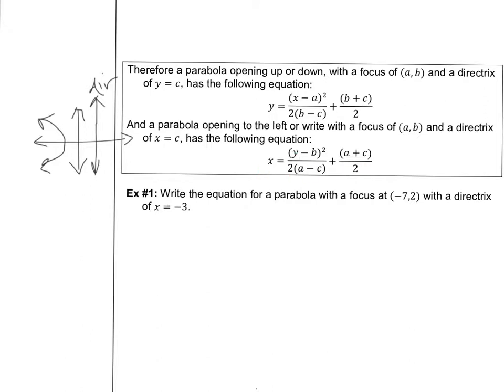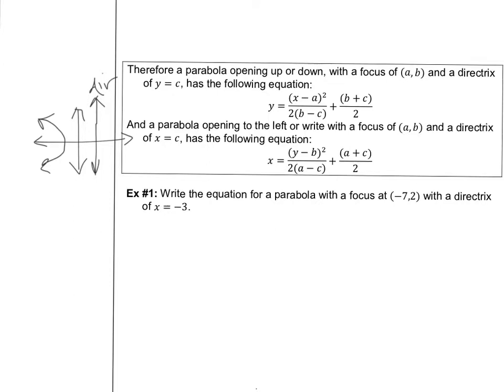And notice kind of everything flips here, right? Instead of x minus a, it's y minus b. Instead of b plus c, it's a plus c. And instead of b minus c, it's a minus c. So these are the two forms that you can use. But a really easy way to tell which one you're using is just by looking at the directrix. If they tell you the directrix is x equals a number, then use the x equals the equation. If they tell you the directrix was y equals a number, like we did on the previous page, then use the y equals. That's all there is to it.